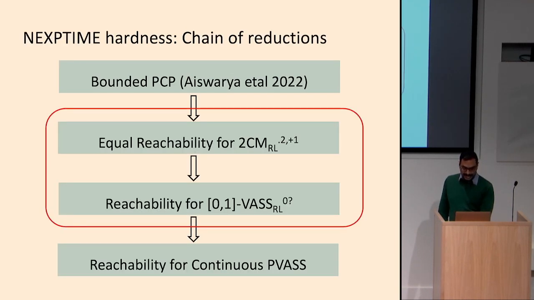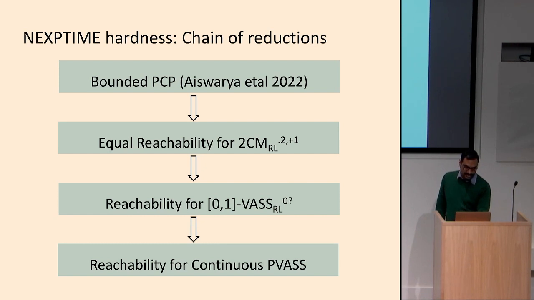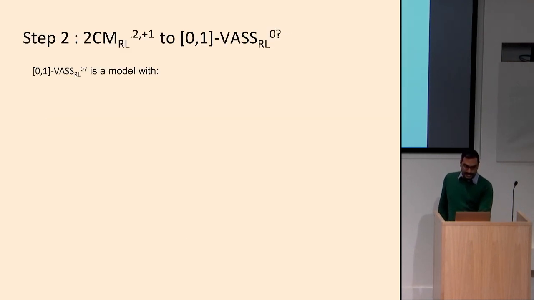Let's say the first step is not really very difficult. So let's just look at this model, which is the 2CM-RL. It's a 2-counter machine, where RL stands for run length bound for the reachability. You can multiply by 2 and you can add 1. And the problem we consider is equal reachability. You can think of it like this: in PCP you have 2 strings which need to be the same, so that's how you end up getting equal reachability for this model. This other model is very close to continuous VASS.